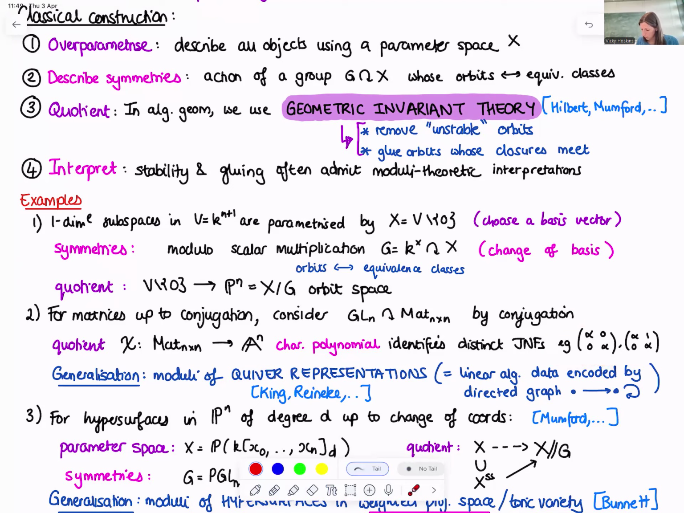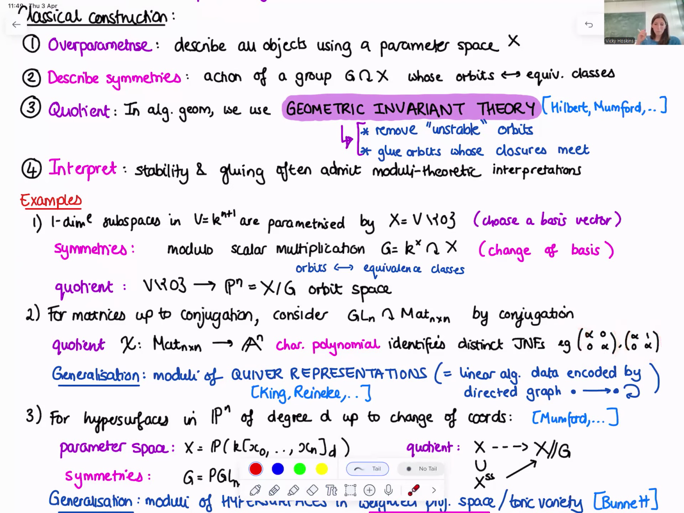So here we've got the same eigenvalues in both cases, alpha and alpha, but in one case we have two Jordan blocks, and in one case we just have one Jordan block. And actually, there's a generalization of this, which is moduli of quiver representations, where now you're looking at linear data encoded by a directed graph.